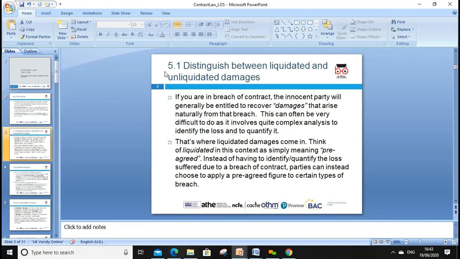We need to differentiate between liquidated and unliquidated damages. If you are in breach of the contract, the innocent party will generally be entitled to recover the damages that arise naturally from that breach. This can often be very difficult to do and involves quite complex analysis to identify the loss to be quantified. How much loss do you have?